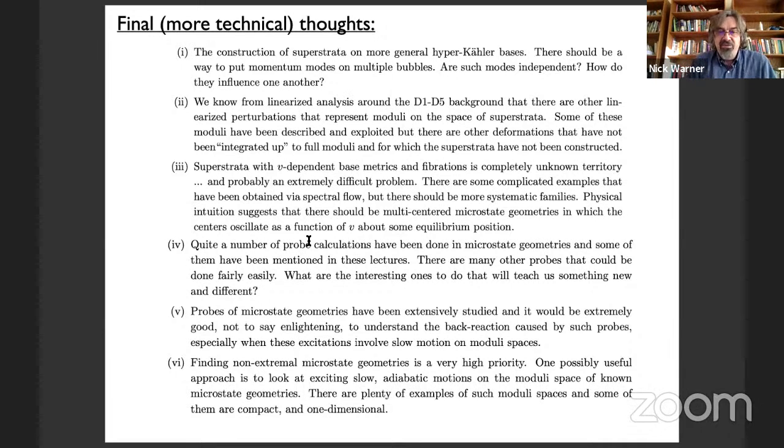Again, I mentioned a few of the probe calculations in these lectures. There are lots of ones out there that are probably fairly easy to do. The questions are really interesting ones that will teach us something new and different.